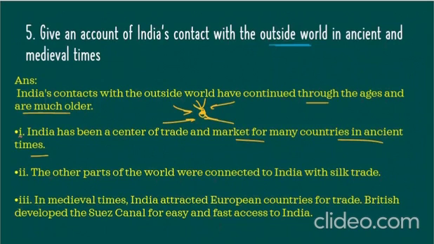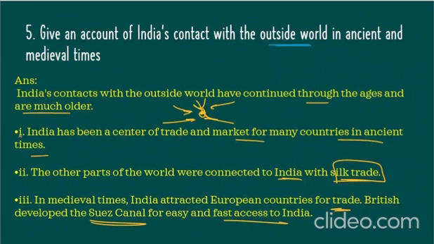Now, in other parts of the world, we were connected to India with the silk trade. So for silk trading, other parts of the world, means other countries and continents, were connected to India. Now, in the medieval period, India attracted European countries for trade. The British developed the Suez Canal for easy and fast access to India.